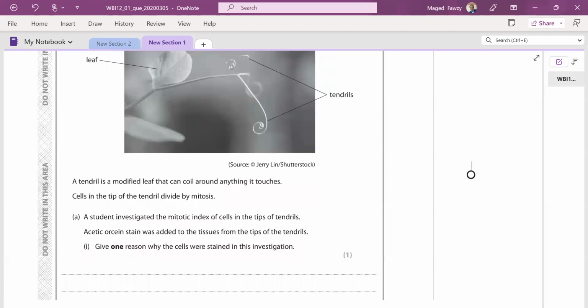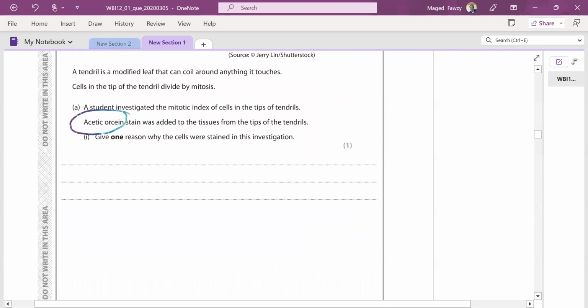Cells in the tip of the tendril divide by mitosis. A student investigated the mitotic index of cells in the tip of tendrils. Acetic uracil stain was added to the tissues from the tips of the tendrils. Give one reason why the cells were stained in this investigation. In a simple way, we need to check the chromatids or the chromosomes. We need to make the chromosomes visible. So that's why we will use a stain.